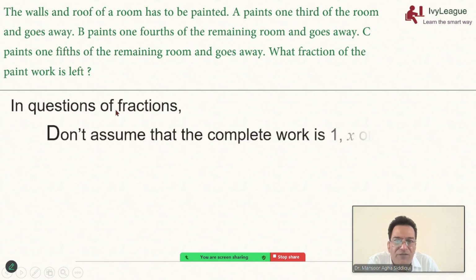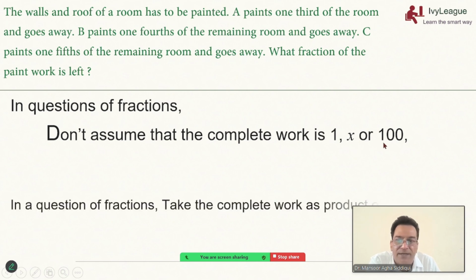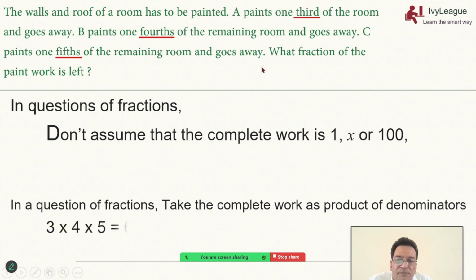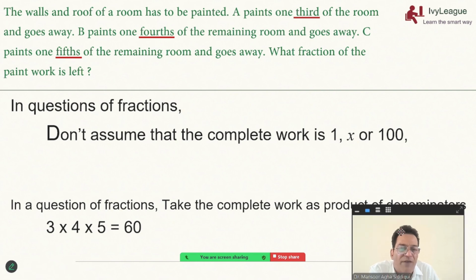Always remember in questions of fractions, never assume the complete work to be equal to 1 or x or 100. Instead, always take complete work as the product of denominators. So what are denominators? A paints 1/3 of the room, so 3 is the denominator here. B paints 1/4 of the room, so 4 is the denominator here. And C paints 1/5 of the remaining room, so 5 is the denominator. So 3 multiplied by 4 multiplied by 5 should be the complete work. 3 into 4 into 5 is equal to 60. So when you're solving a question of fractions, always take the complete work as the product of denominators.